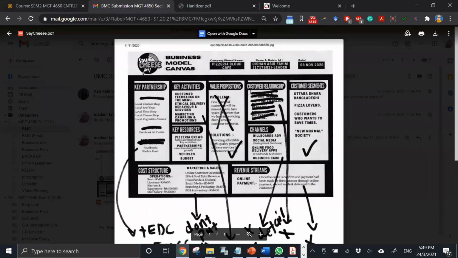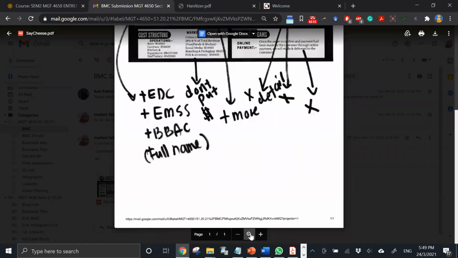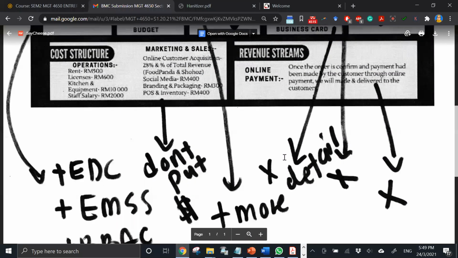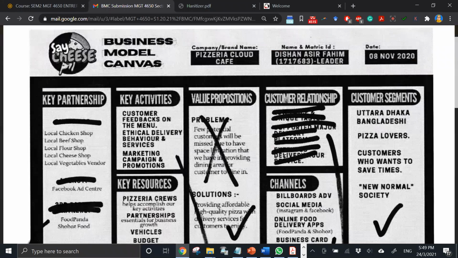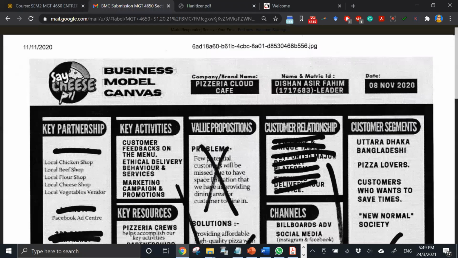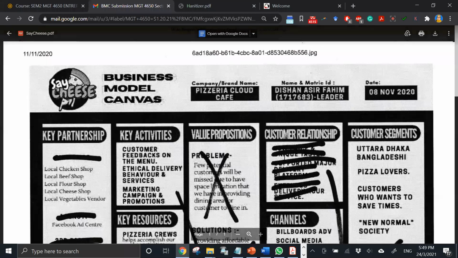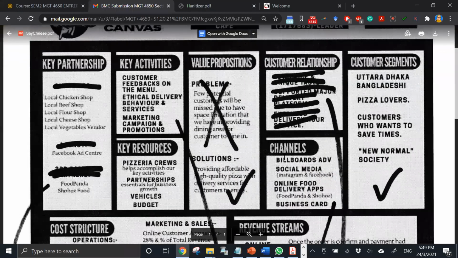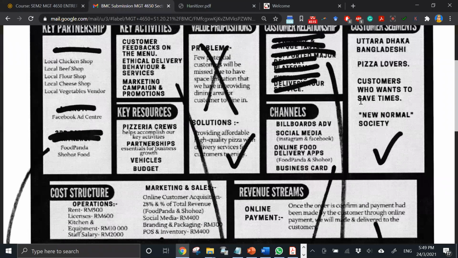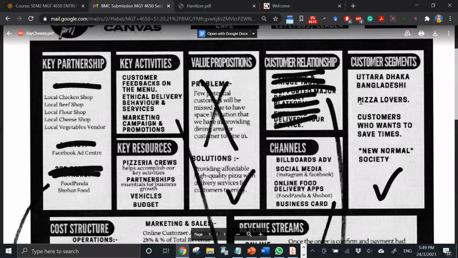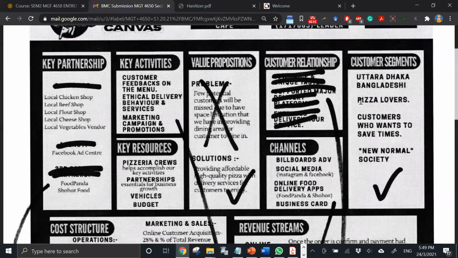Say Cheese is a group that actually got the best business pitch. Last semester, the university had a business pitching competition. So they brought their BMC to pitch, and they got the first prize, meaning they got money from there. So this is their draft initially. So what I did is to help them give a much better BMC.